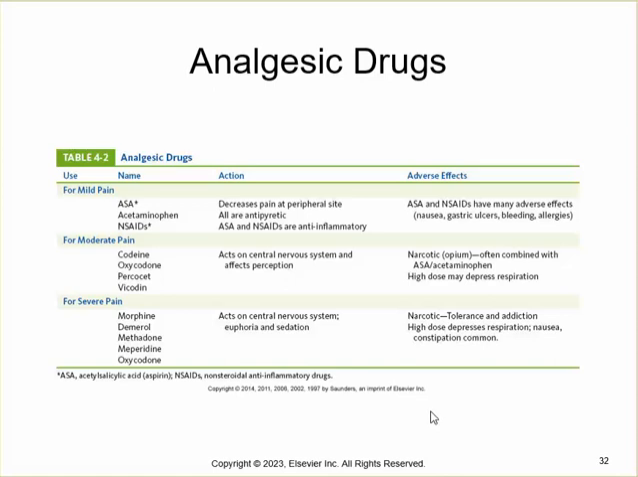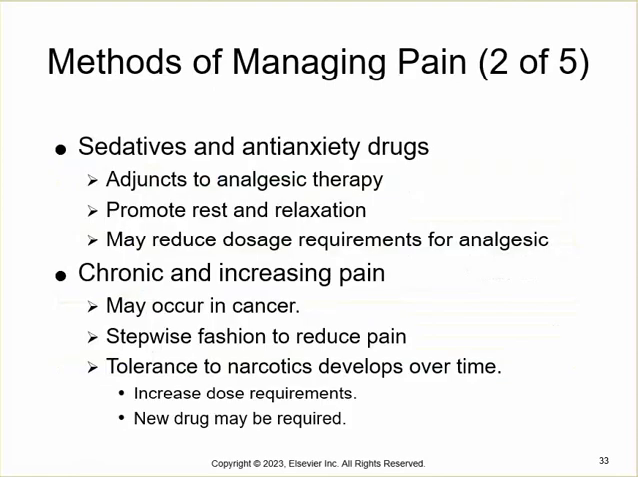Severe pain, morphine, Demerol, oxys, they work on the central nervous system. One of the problems is they're addictive. And you also have to be careful because it depresses respiration. And any of these things, so the codeine and all of these things, also constipate you. And so that can be part of management as well.